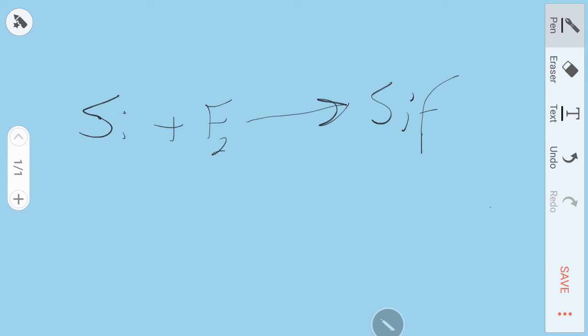Number 7, we have silicon plus fluorine yields silicon tetrafluoride, I believe would be the name of this. Unless you consider silicon as a metal, and in that case, it would just be silicon fluoride. But we might get into that later.